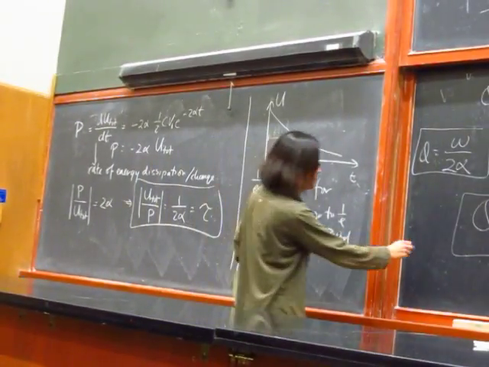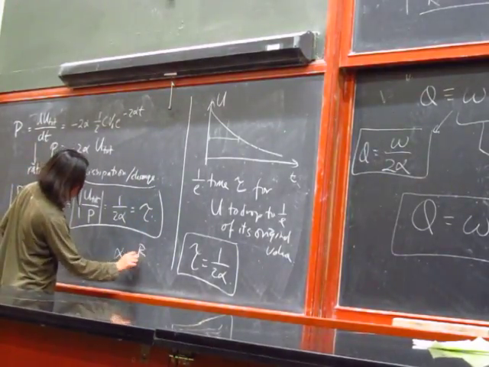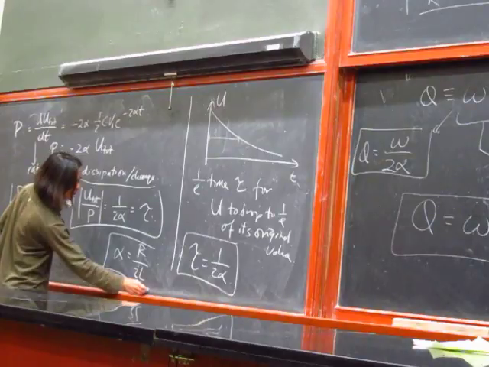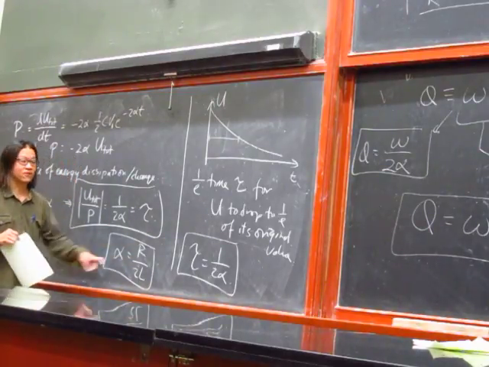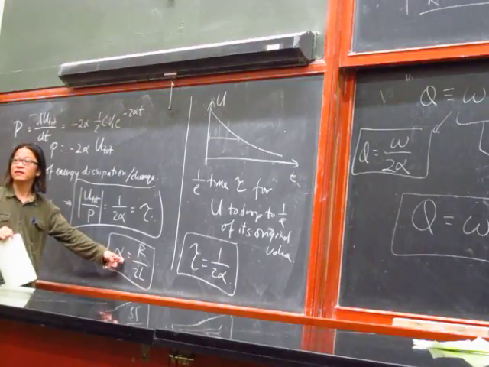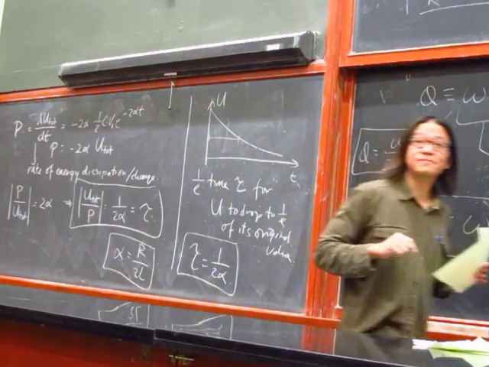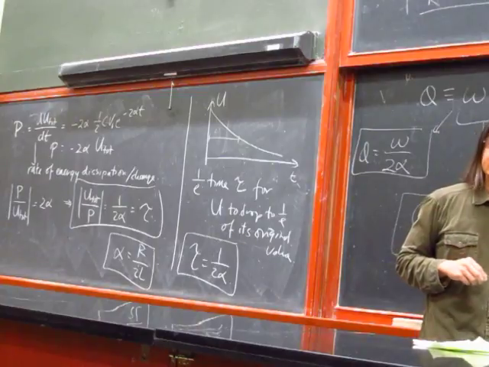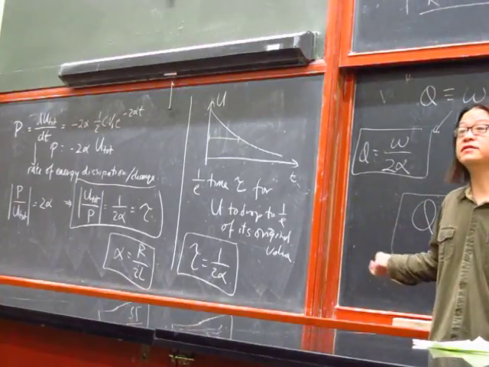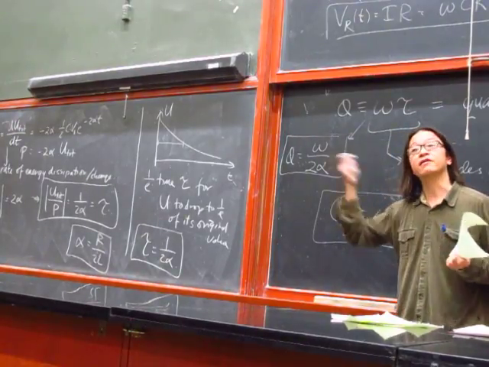So what is alpha? A lot of algebra here. Alpha is R over 2L, from the solution of the differential equation. Is this the same Q that's involved when you have resonance? Yes, this is the same Q as in 7a, when you're talking about the quality factor for a mechanical oscillator.